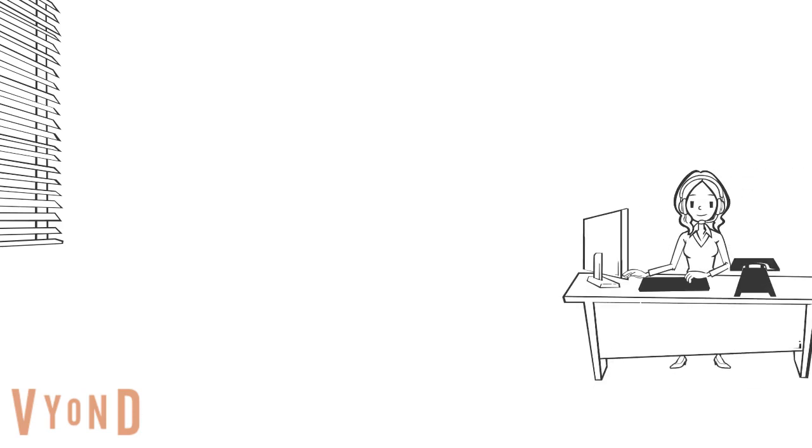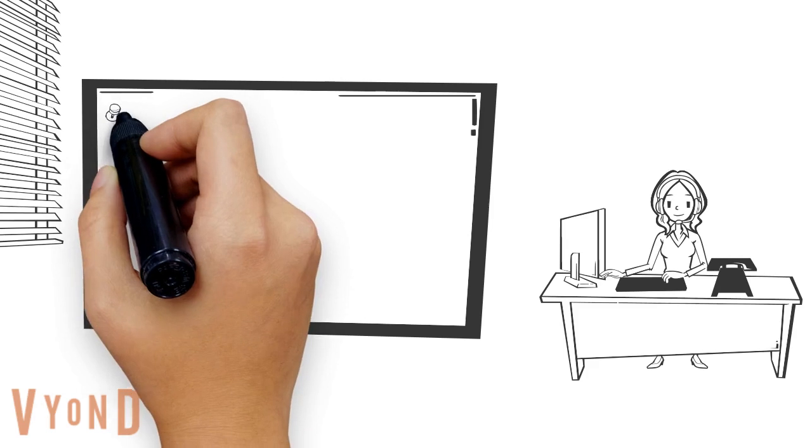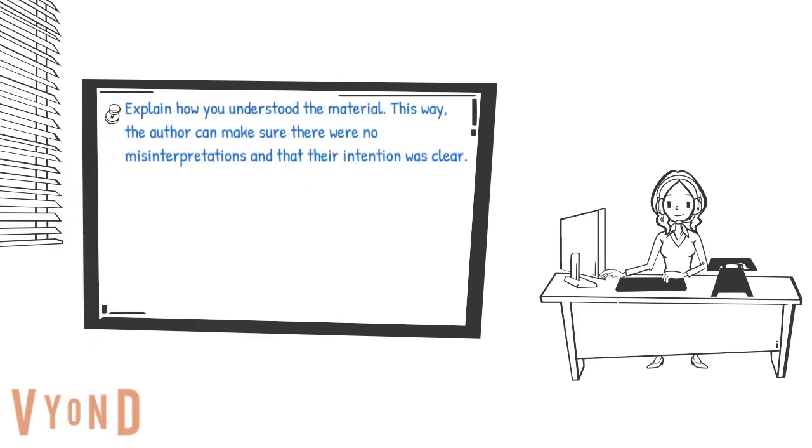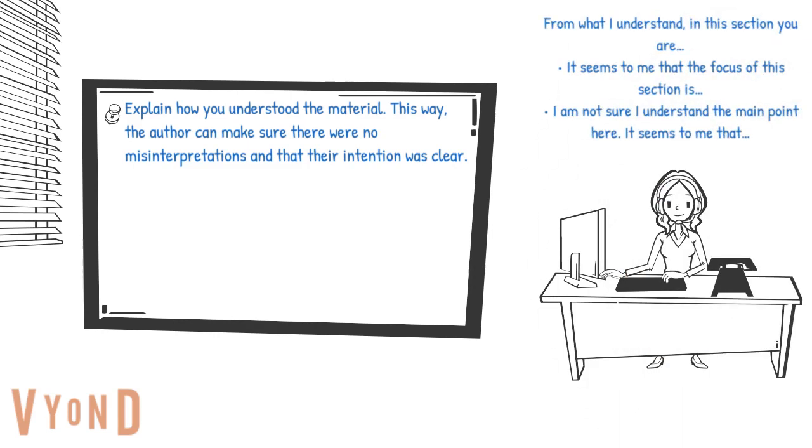When providing criticism, it is about explaining to the author how you as the reader understood the paper. First, explain how you understood the material. This way, the author can make sure there were no misinterpretations and that their intention was clear. It also helps the author understand where your feedback is directed. Try using phrases like, "From what I understand, in this section you are," or, "It seems to me that the focus of this section is."